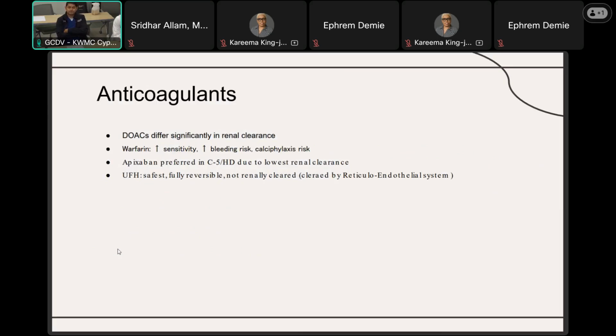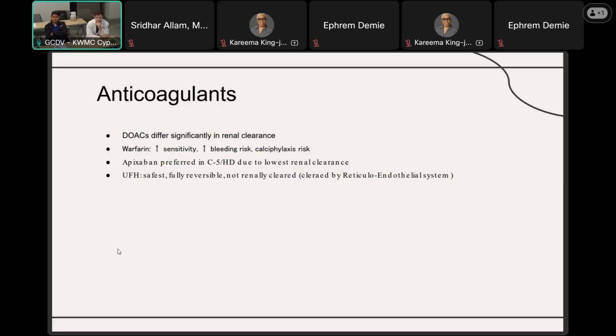So DOACs are used more commonly than Coumadin at this point in time. DOACs differ significantly in their renal clearance. Quickly about warfarin, the tissue sensitivity for warfarin in kidney disease increases as the kidney disease progresses. As it happens, the bleeding risk and calciphylaxis risk also increase. So for warfarin, particularly when we are dosing it in patients with kidney disease, it is very, very important that we check their INR. But in patients with stage 5 kidney disease, as well as patients on ESRD, warfarin is not a recommended anticoagulant, especially for atrial fibrillation.